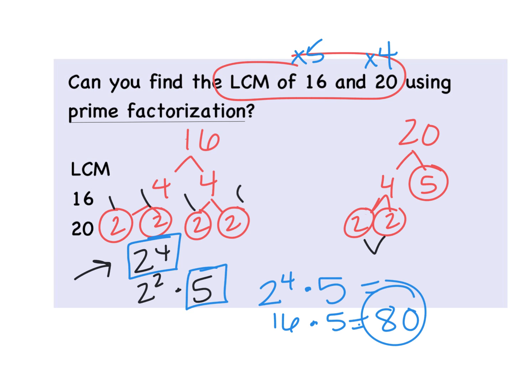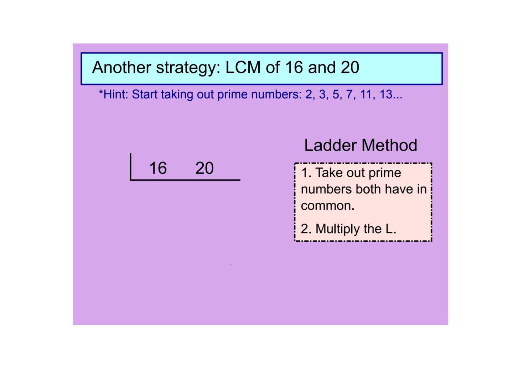And if I think about it, if I were going to list out my multiples and I did 20, 40, 60, 80, as I'm listing them out, I know 16 doesn't go into 20 equally. It doesn't go into 40 equally. It doesn't go into 60 equally. It does go into 80 equally. So that checks out. Another method is what we call the ladder method.